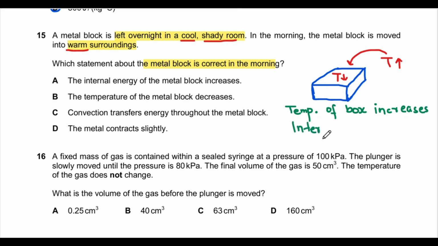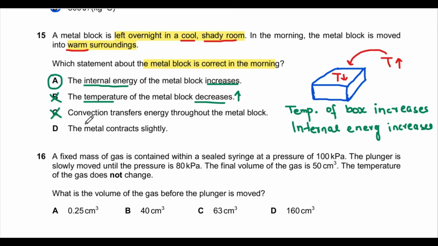And the internal energy of the block will also start increasing because of the temperature. So the correct option is option number A, the internal energy of the box will increase. B is not correct because it's saying temperature decreases. No, the temperature of the block increases. C says it's convection transfer energy. No, it's transferred by conduction. And D says the metal slightly contracts.